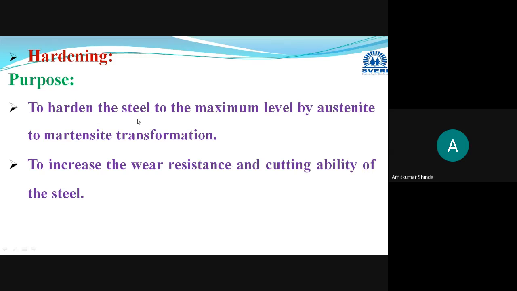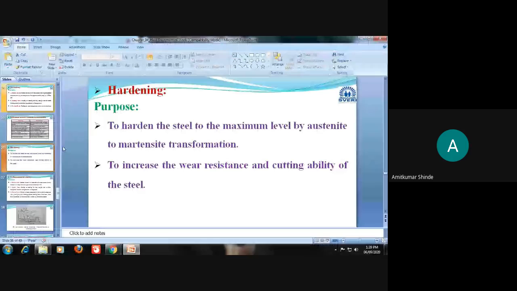This hardening process is done to the maximum level, and in this steel we achieve this high hardness through one transformation: we transform the austenite to martensite. Martensite has the highest hardness, as we have studied in the transformation products of austenite. I will show you that slide.